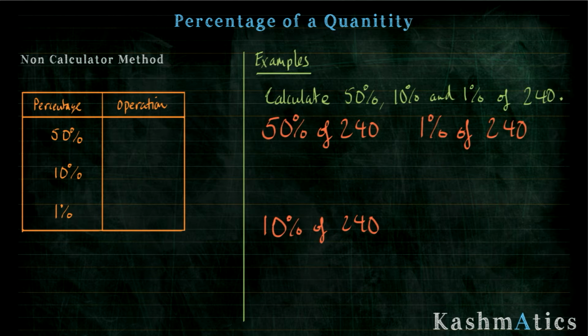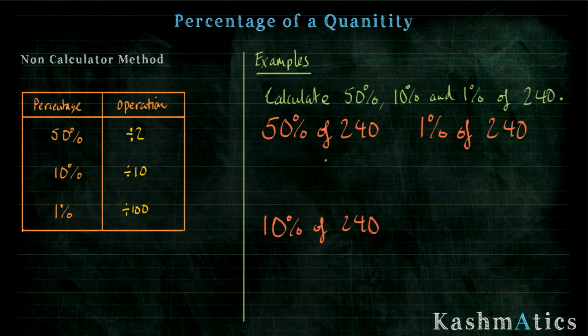So we'll first deal with a non-calculator method, and on this table on the left I've got three really simple percentages we can work out without a calculator. To work out 50%, all we need to do is divide by 2, and that's because there's two 50s in 100. To work out 10%, I divide by 10, and that's because there's 10 10s in 100. And to work out 1%, I divide by 100, and that's because there's 100 ones in 100.